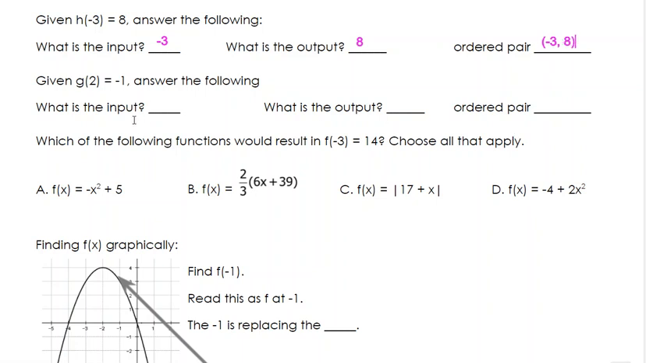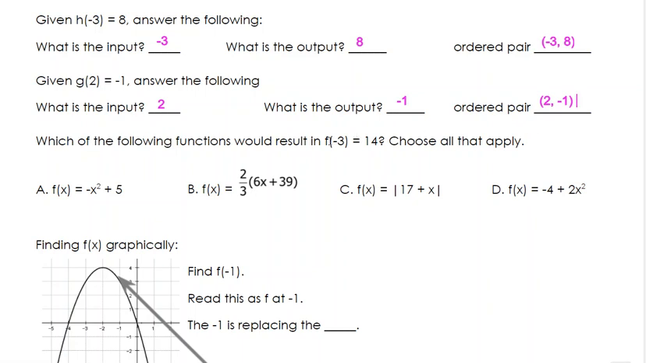Okay. Let's see here. Given g of 2 equals negative 1, answer the following. What is my input? Well, my input is the number inside the parentheses. So my input is 2. What is my output? Well, that's the number on the outside of the parentheses. That is negative 1. So what is my ordered pair? Well, my input is my x. My x is 2 then. My output is my y. My y is negative 1 then. So it would be 2, negative 1. Okay?